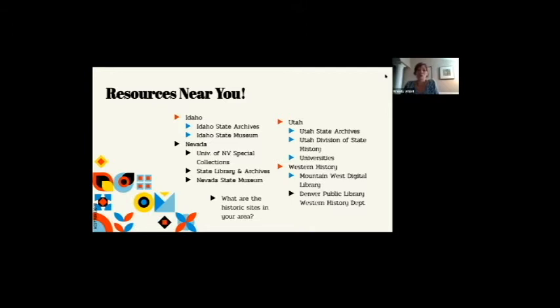And then to not miss out on the history of the American West, there's the Mountain West Digital Library, which is an online digital aggregator of digital collections from all over the Mountain West states. It's really great. And then the Denver Public Library Western History Department is also really exceptional for Western history materials. This is such a tiny list, but there's so much that we didn't put on it. And once you start digging, you'll find things.